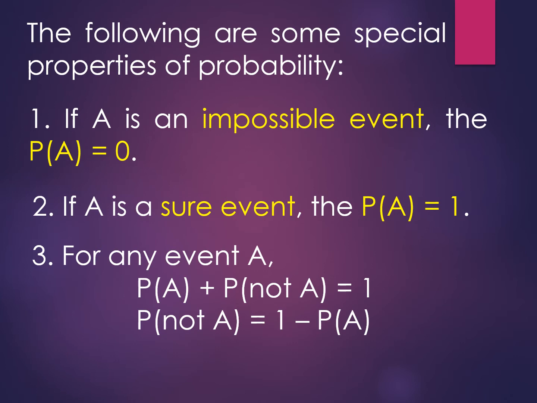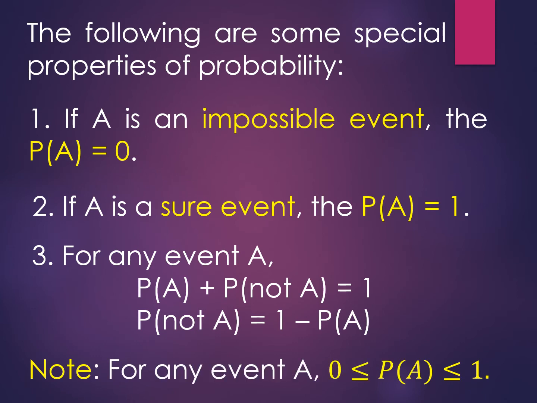If we transpose the probability of A to the other side, we get the probability of not A equals 1 minus the probability of A. So whatever the probability of any event, to get the probability of not doing that event, we just subtract it from 1. So take note that for any event A, the probability of A is greater than or equal to 0 but less than or equal to 1. So it will not exceed 1 and it will not be negative.